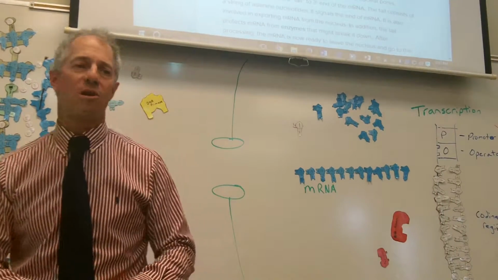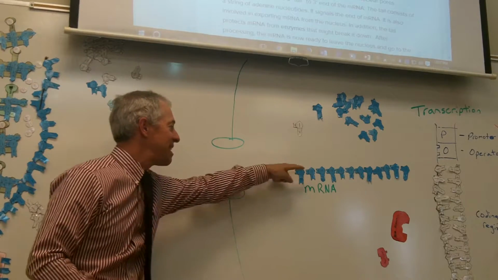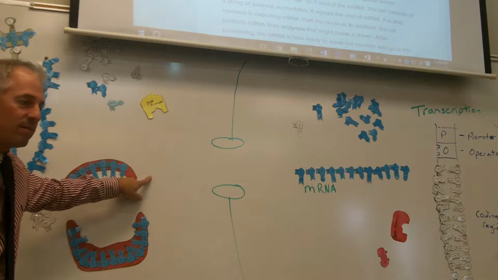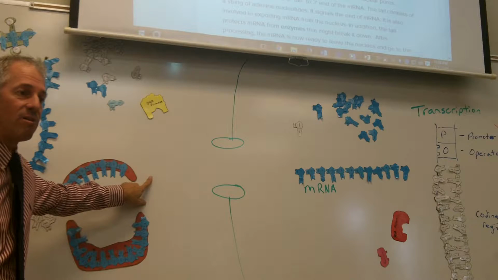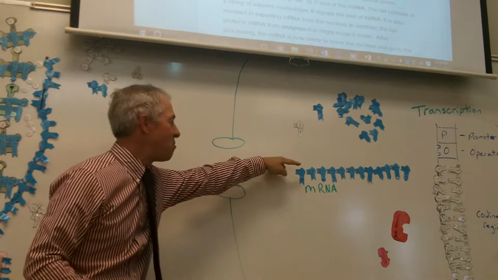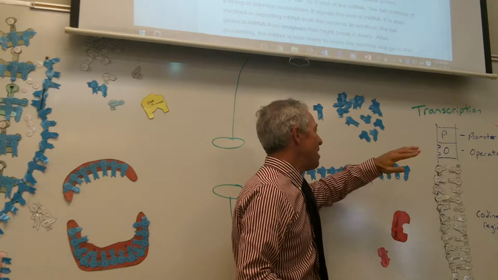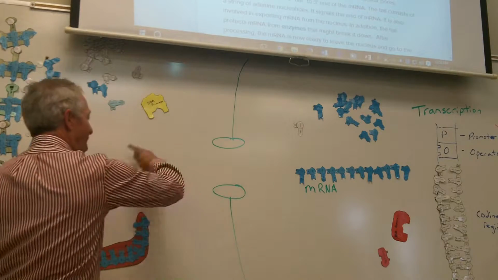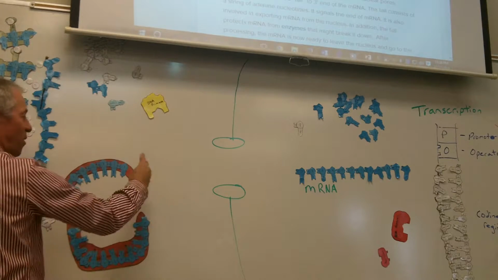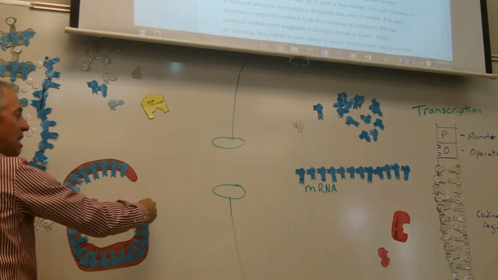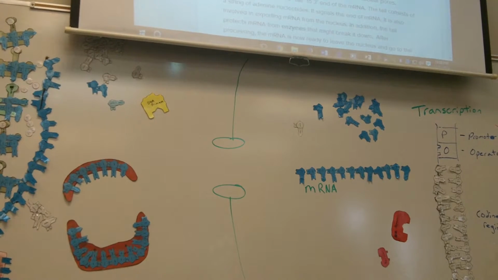So what are these things for? This is what scientists are struggling to understand right now. They think the cap lets it get out of the nucleus, and the tail, they think, controls how long it lasts in the cytoplasm. If it has a long tail, it'll last for a long time outside the nucleus. If it has a short tail, it'll last for a short time before it's destroyed by enzymes in the cytoplasm.